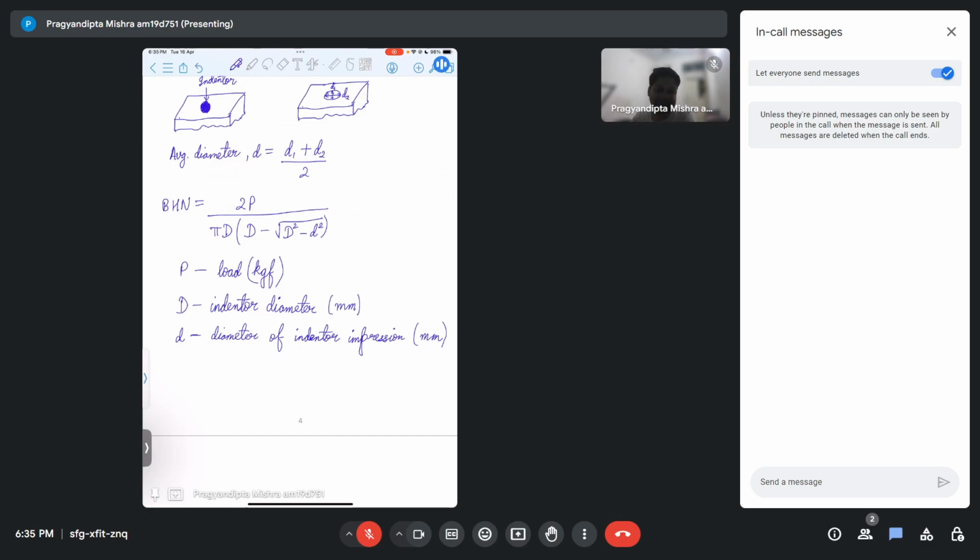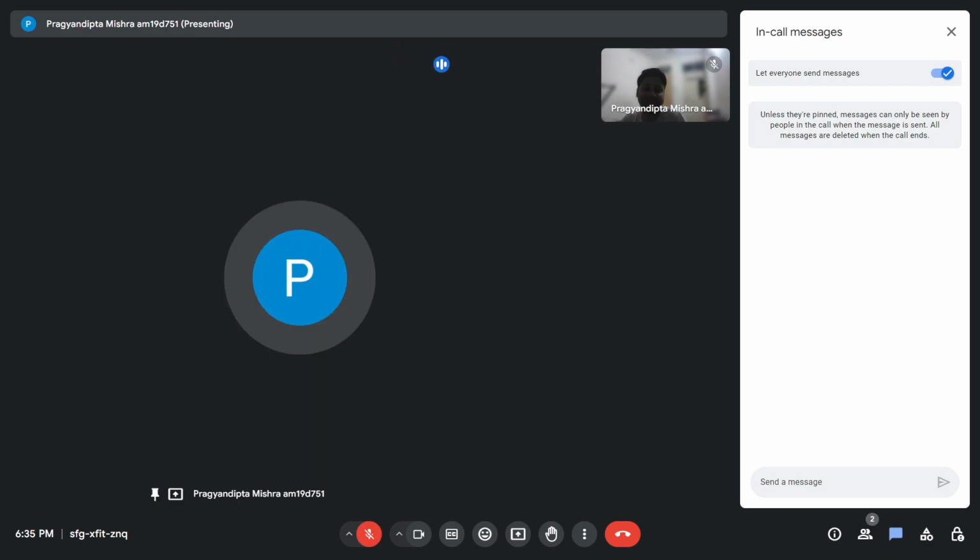So there are two major disadvantages for this method. Other than that, it is fine everywhere else. The first place where it does not work is that it is not very reliable at high hardness values.